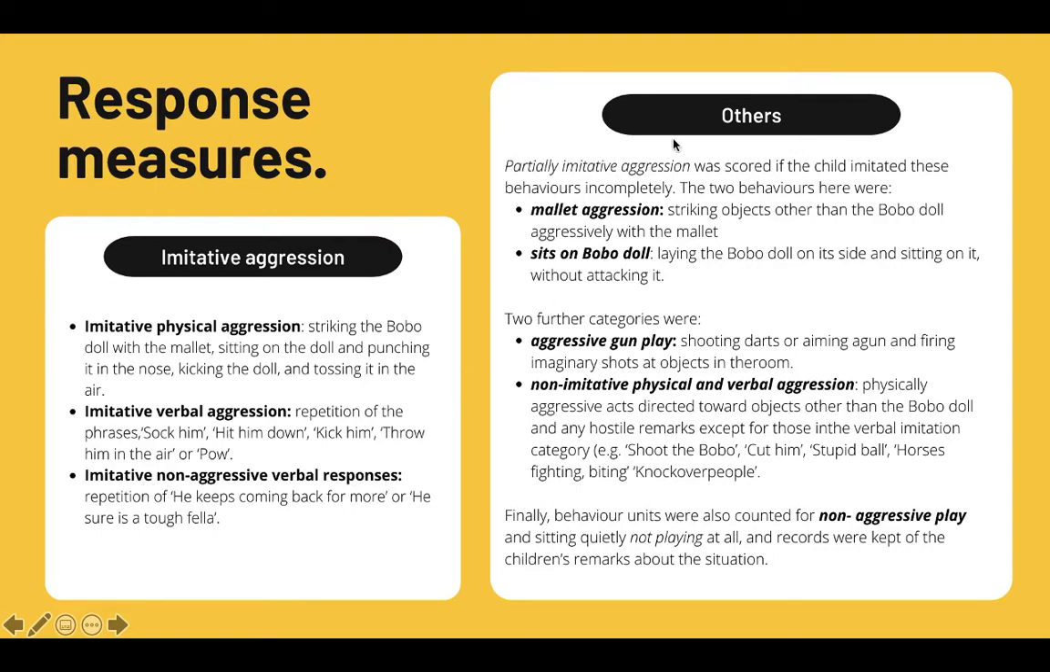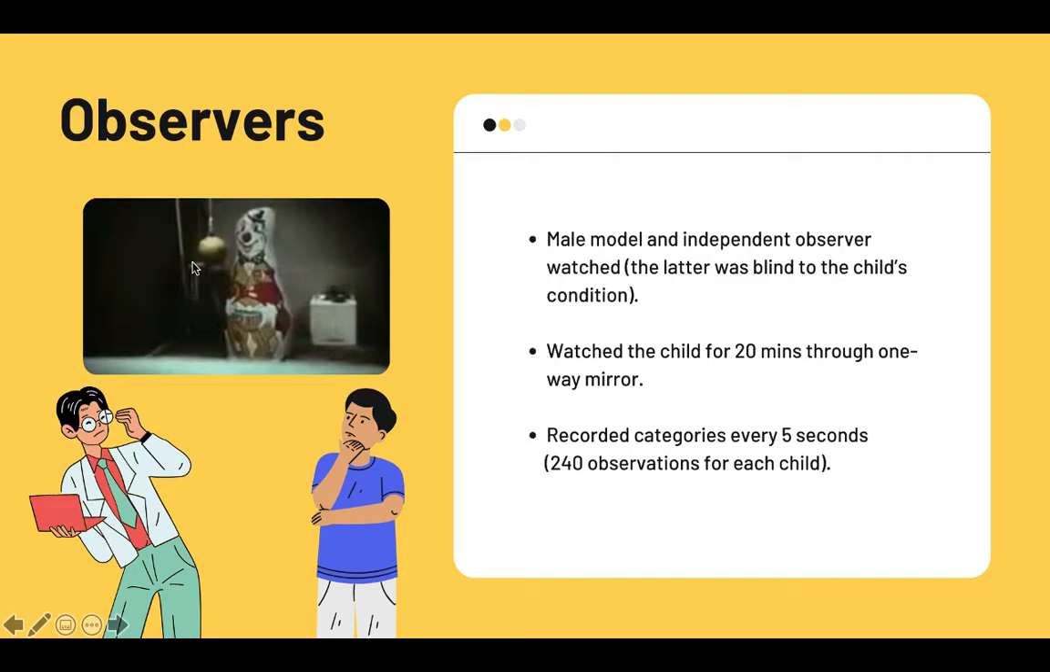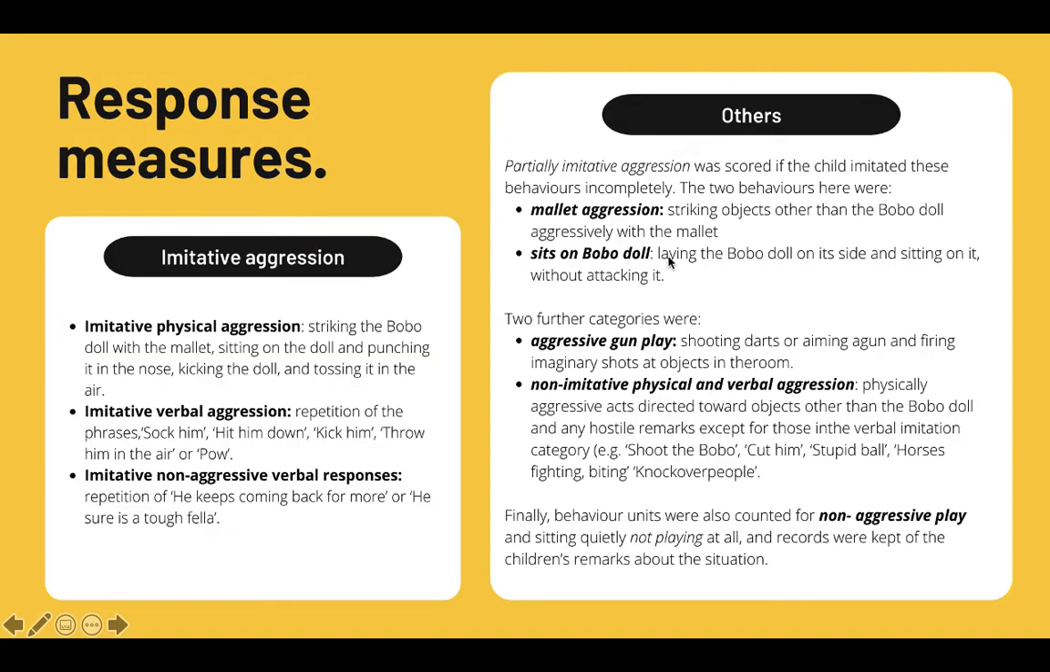Okay, there are other behaviors that they should look out for, which is partially imitative aggression. If the child imitated these behaviors incompletely, for example, mallet aggression: striking objects other than the bobo aggressively with the mallet. So what the model did was he hit the bobo with the mallet. So if they use the mallet to hit other things, for example, the ball that was hanging here, okay, so that's not exactly what the model did, right? But partially it's the same because they were hitting things using a mallet. So that would fall under mallet aggression.